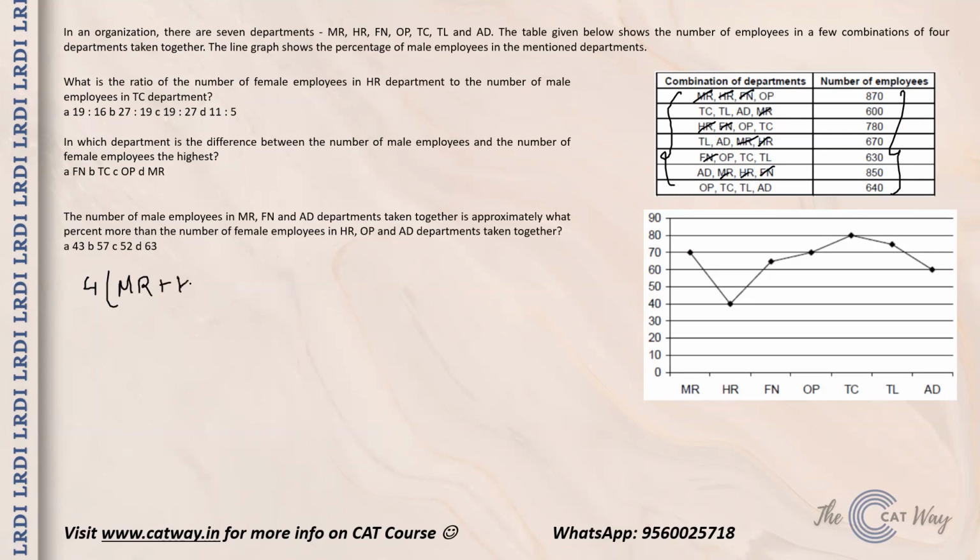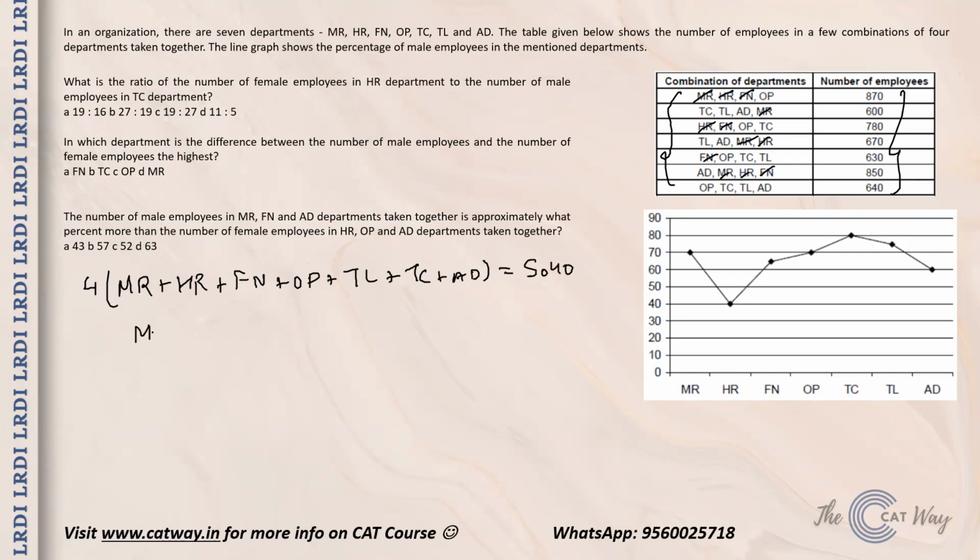MR plus HR plus FN plus OP plus TL, TC and AD. So everything you will find 4 times each, correct? And their sum is equal to basically what? Let's add them up. So the total sum is equal to 5040, correct? 5040 is the total sum.